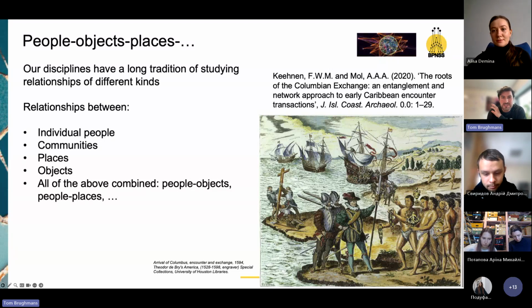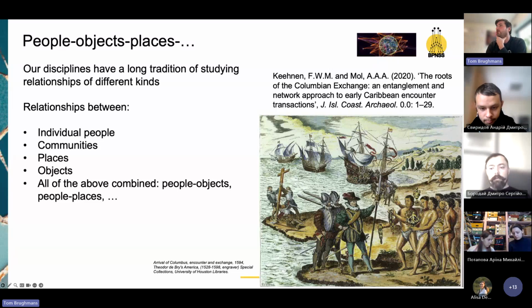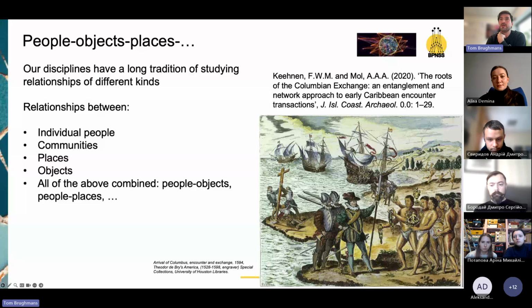And so we're interested in absolutely everything about those humans in the past. But with network research, we're particularly interested in relationships. So there's tons of those kind of relationships that archaeologists tend to study. Relationships between individual people in the past or between communities that lived at archaeological sites or past settlements, spatial relationships between places, but even relationships between objects, because we have this massive focus on material culture as archaeologists.